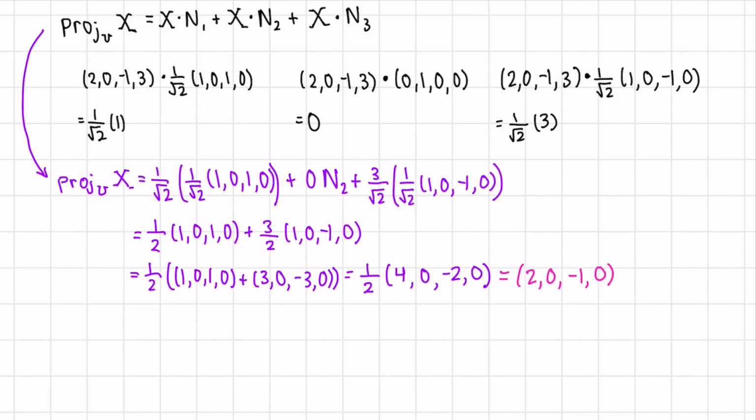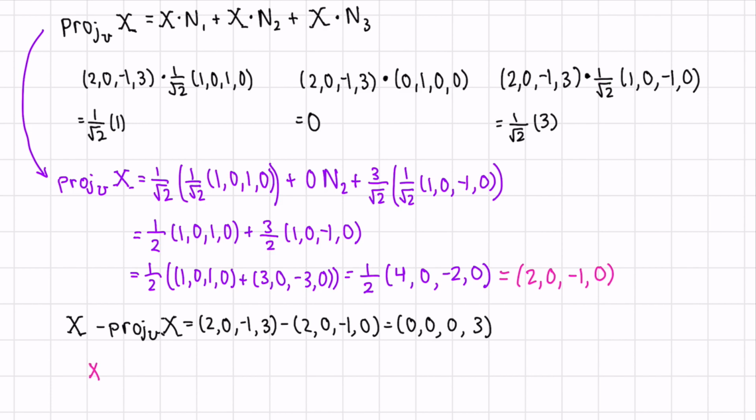If we were asked to write x in terms of a vector in U and a vector in U perp, we could compute this easily. x minus the projection of x on U would be a vector in U perp. And we could say that x is the sum of 2, 0, negative 1, 0, a vector in U, and 0, 0, 0, 3, a vector in U perp.